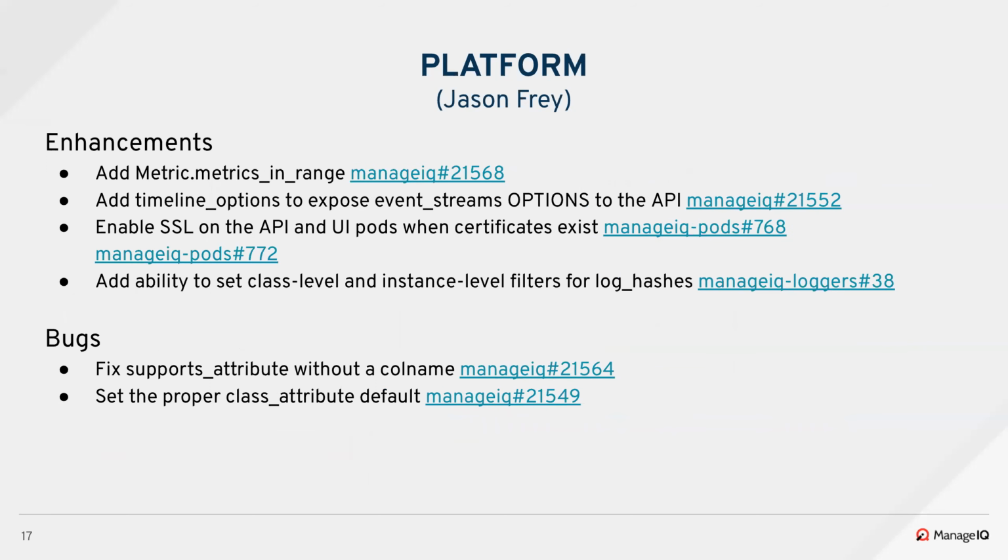There we go. On the platform side, Adam added a method to get the metrics in a particular range. This is the backend component for a new API to fetch the real-time metrics. Similarly, Joe added a method called timeline options to expose event stream options to the API. When I get to the API section, I'll show it, but he also had a change that needed a backend method to collect the information.